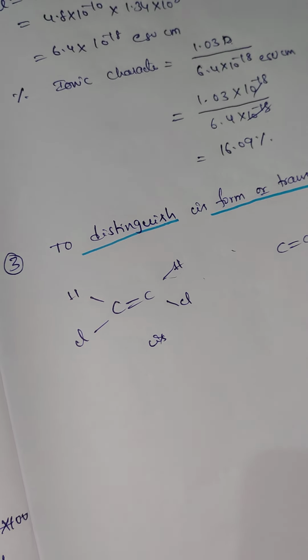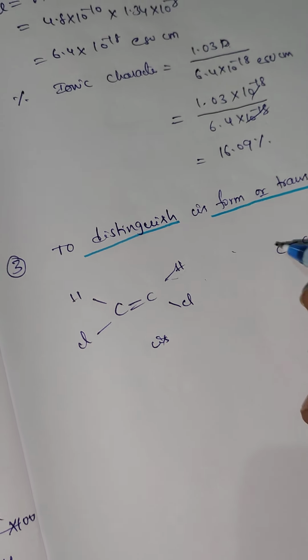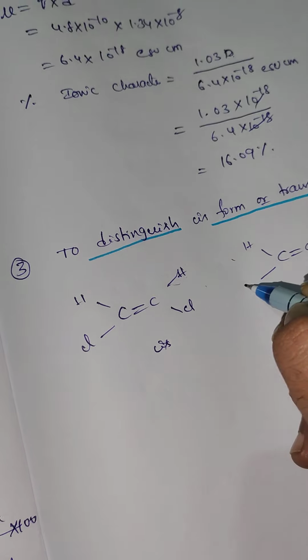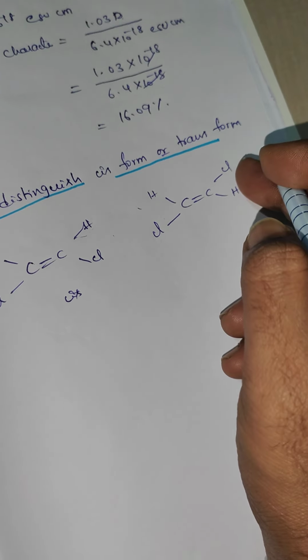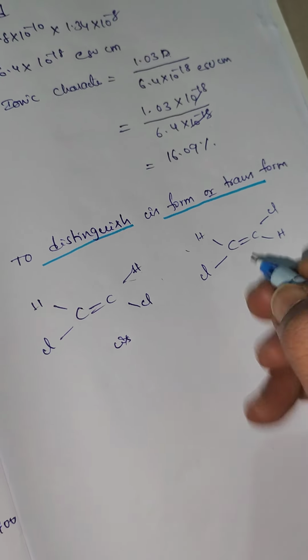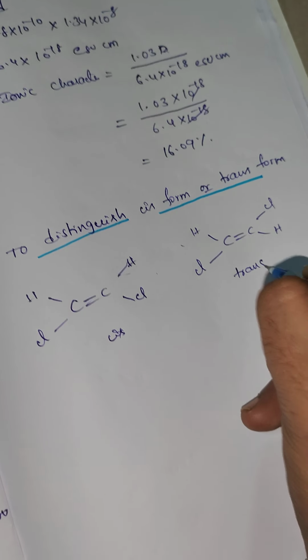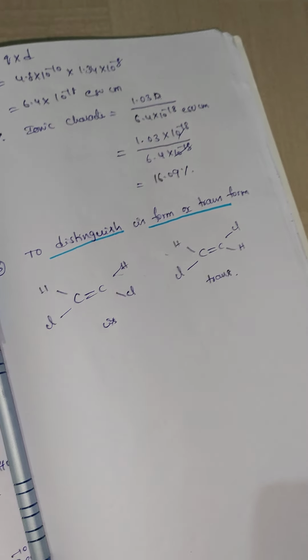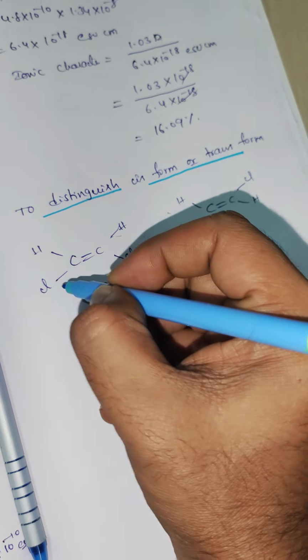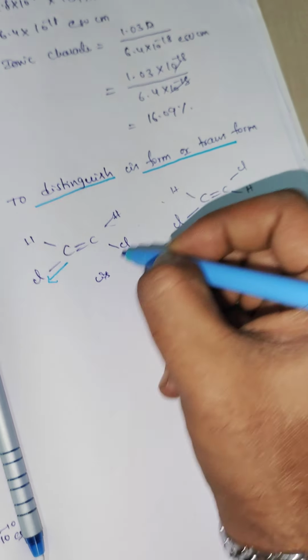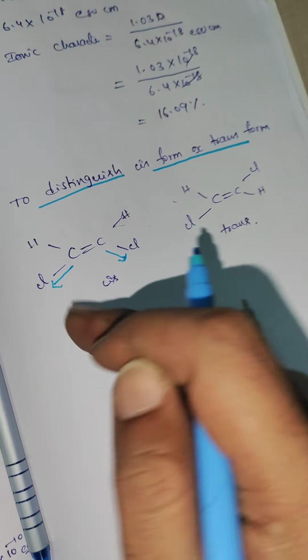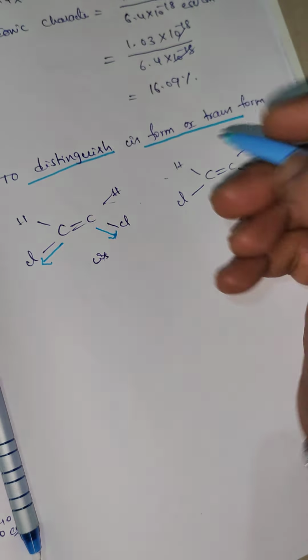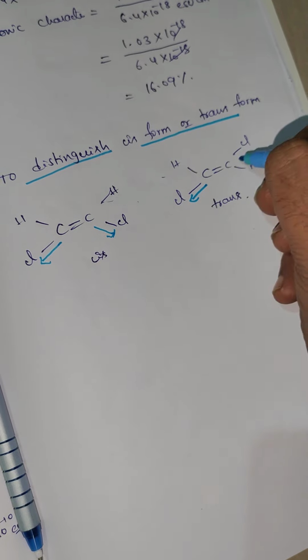Here chlorine, hydrogen, hydrogen, chlorine. Opposite sides means we call it trans. For this question, how is it distinguished? You have to see that chlorine is the most electronegative element, like this. Here also chlorine like this. Here the direction will be the same side, but here the direction will be opposite.